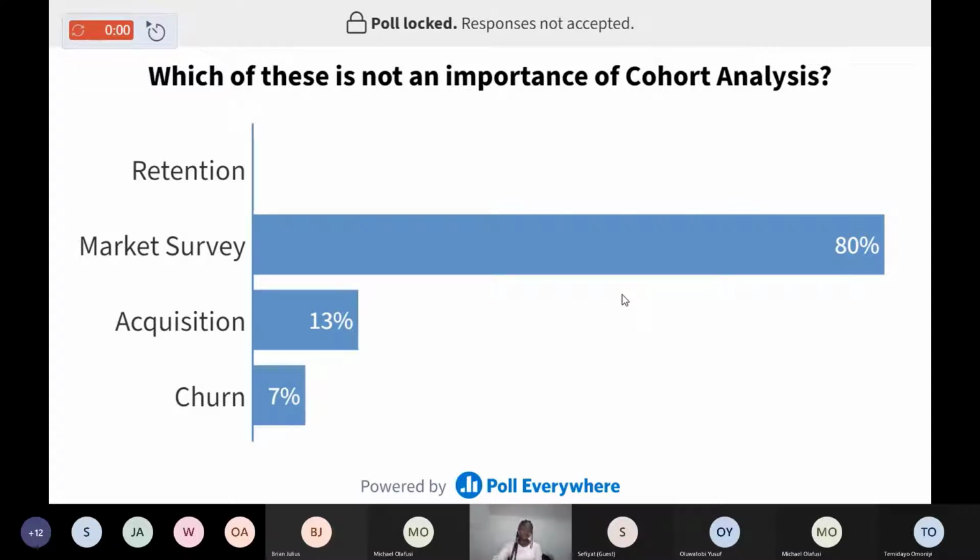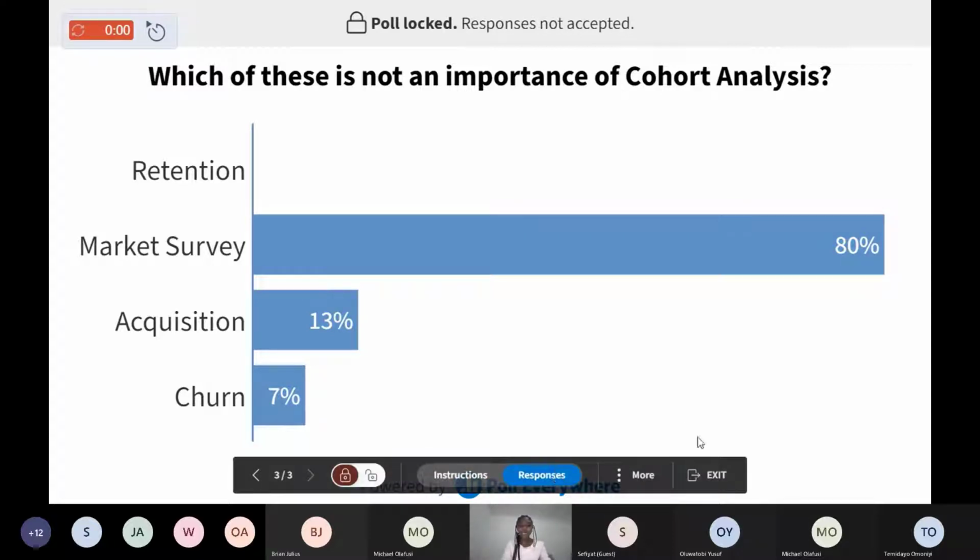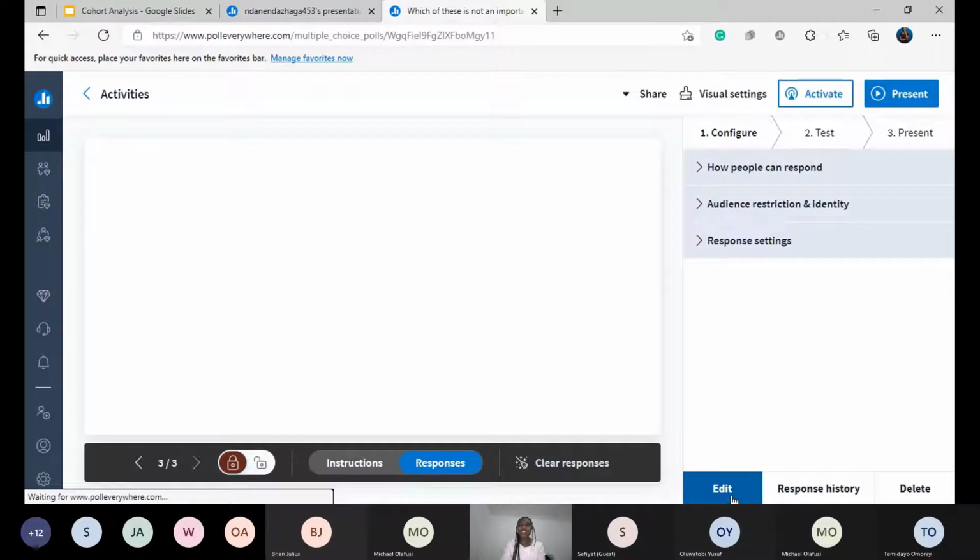Churn is the rate at which people stop using your service. Acquisition is the rate at which people sign up to use your service. And then retention, how many people are happy with your service. It measures customer loyalty and customer satisfaction. But market survey, you cannot measure what is not there. You're not going to check behavior of customers that are not yet signed up to your platform. So that is all for our quiz. Thank you so much.